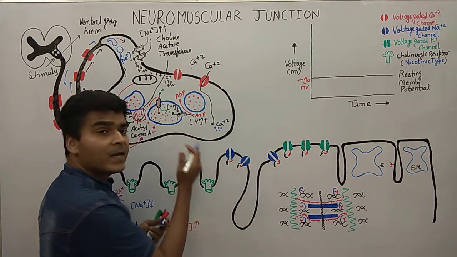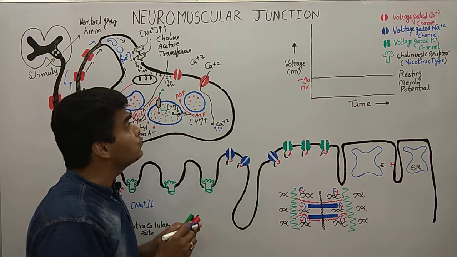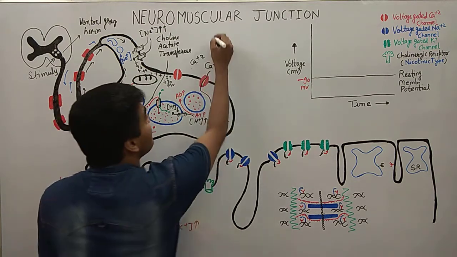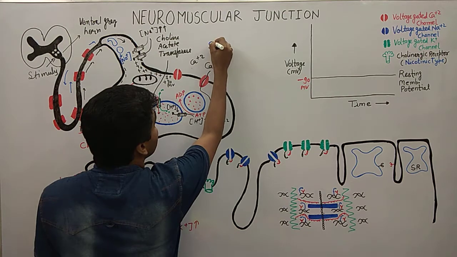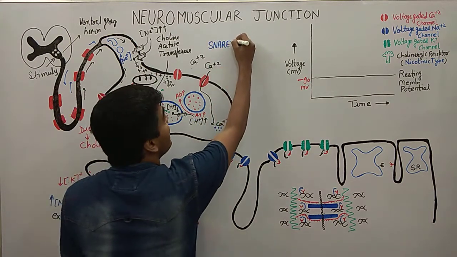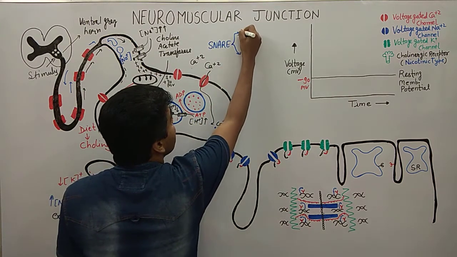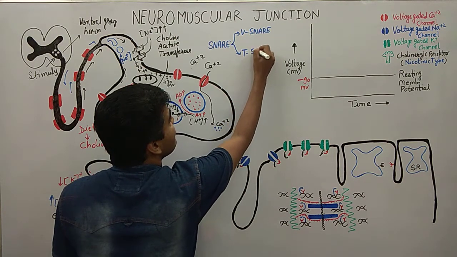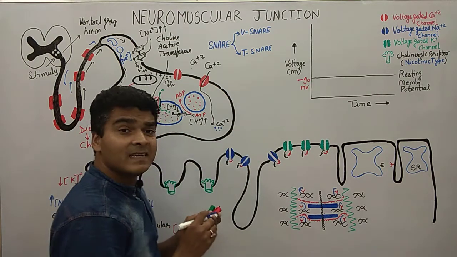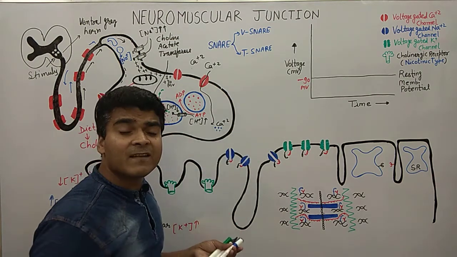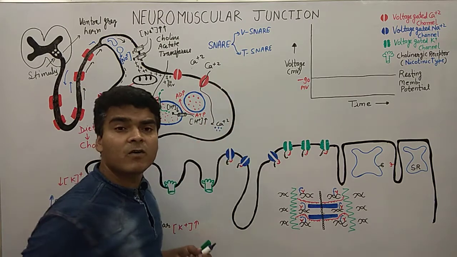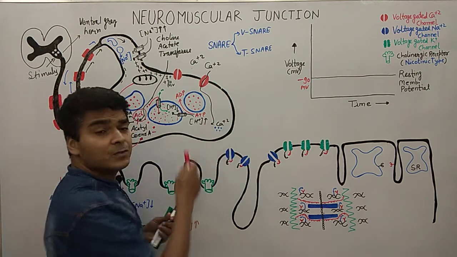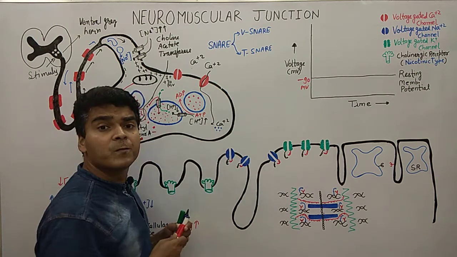To yahan aap samajhiye, hamare paas mein do tarah ke protein hote hain. These two types of proteins are known as Snare proteins. What kind of protein? These are known as Snare proteins, okay? They are two types, V snare and T snare, okay, and the V snare is found on vesicles. V means vesicle, T means tubule.